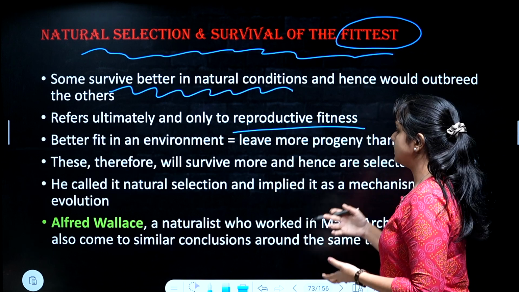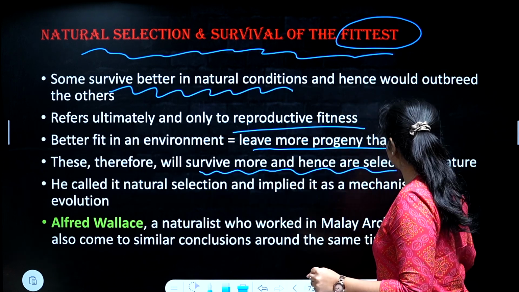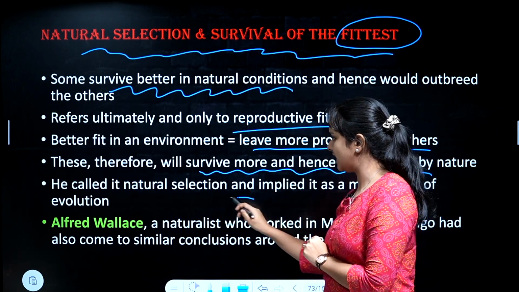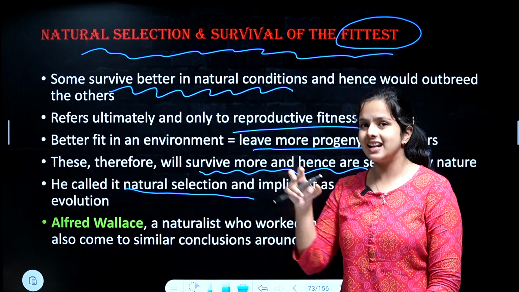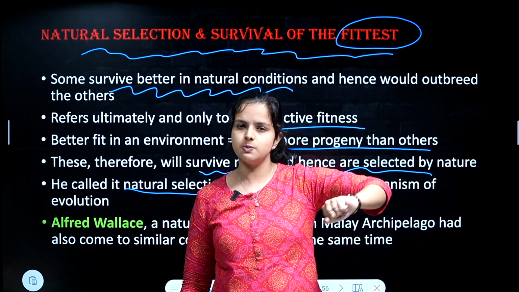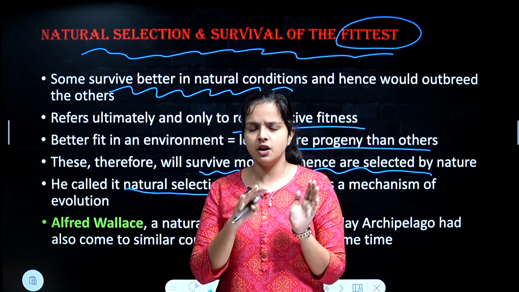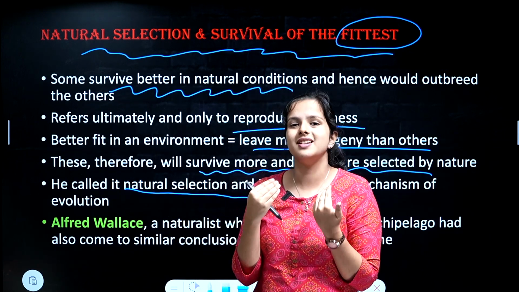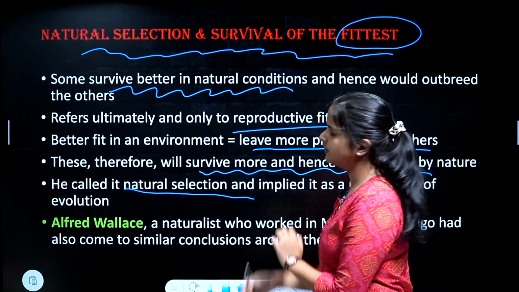And he said that the organisms that leave more progeny would survive more, and hence they are selected by nature. The other ones would perish. That's what he believed, and he called this natural selection, and implied this was the main reason for evolution. He considered natural selection as the main mechanism of evolution. So many organisms were extinct, or perished, because they were not fit. They were not reproductively fit, and that way they were extinct, or they were washed out from the earth. And those organisms who are able to reproduce, or who are reproductively fit, developed and won in nature's selection process. So that's what Charles Darwin said.